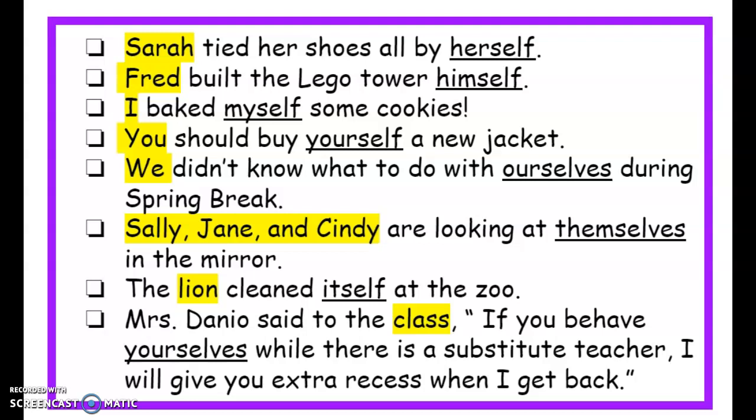Mrs. Danio said to the class, "If you behave yourselves while there is a substitute teacher, I will give you extra recess when I get back." The reflexive pronoun yourselves is referring back to the noun class.